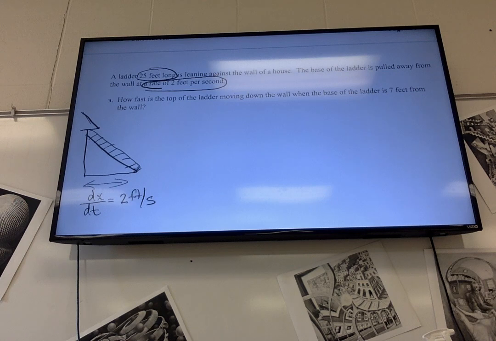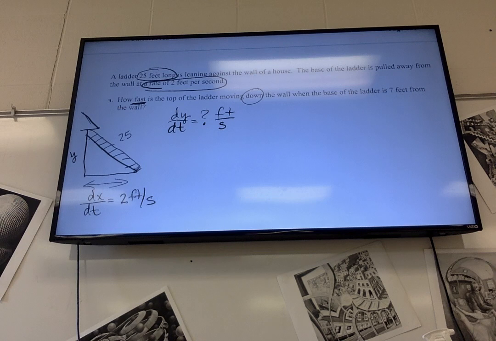We don't know what y is. We know the ladder is 25. We're trying to find how fast the top of the ladder is moving down. So we're finding y, not x. How fast is a rate, so dy dt. That's what we're looking for. What are the units going to be on that? Feet per second.